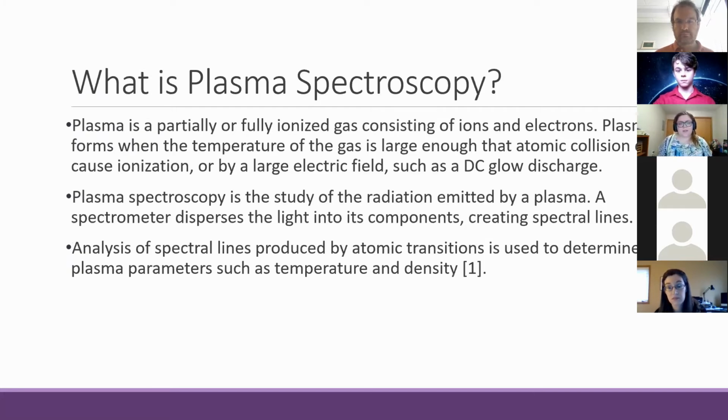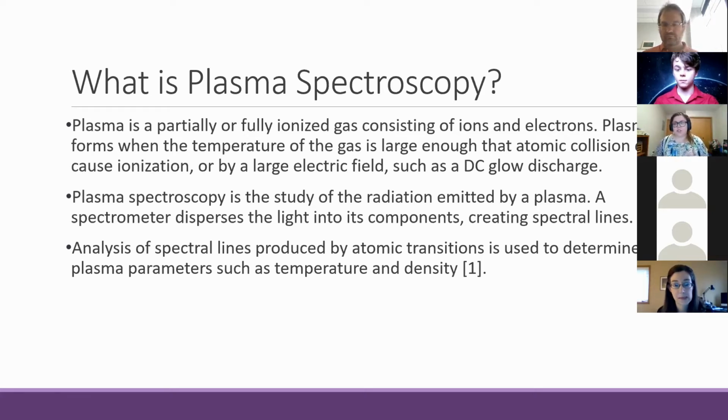So before we define plasma spectroscopy, we need to look at plasma itself. Plasma is an ionized gas, meaning the electrons have separated from the nuclei, usually in atomic collisions. And a gas can be partially or fully ionized with either extreme heat or a large electric field. And plasma spectroscopy then is the study of the radiation that is emitted by excited electrons in the gas transitioning from higher energy states to lower energy states.